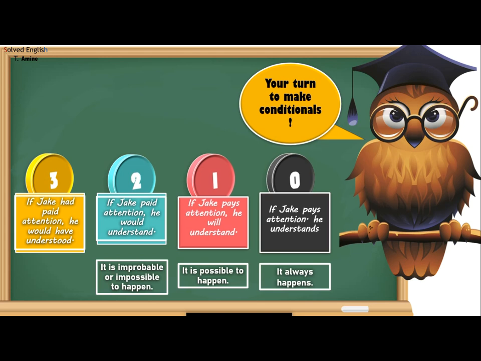Conditional type 3, if Jake had paid attention, he would have understood. What we mean by that is that it didn't happen. We are just imagining a different past. So, the form is past perfect plus would plus have and the verb in the past participle, which is understood.